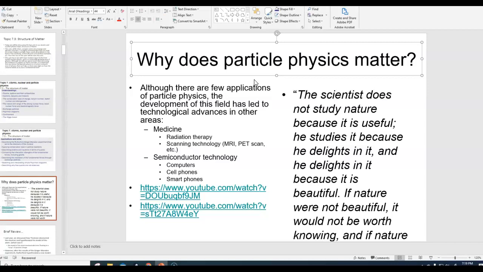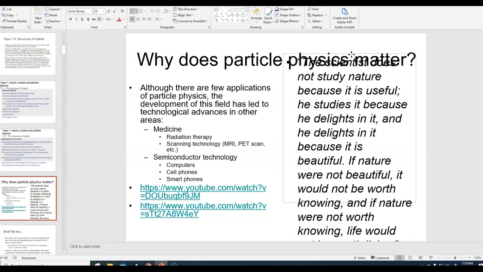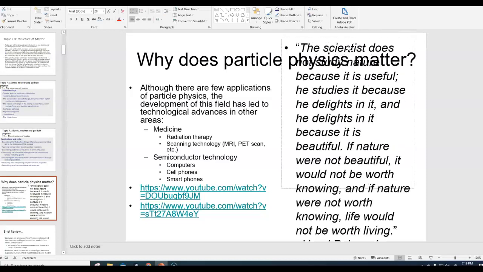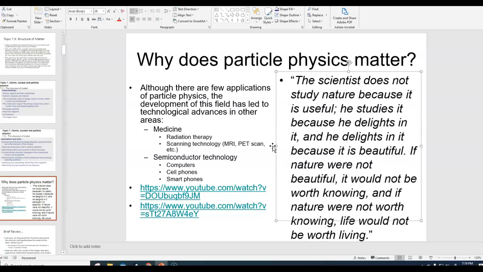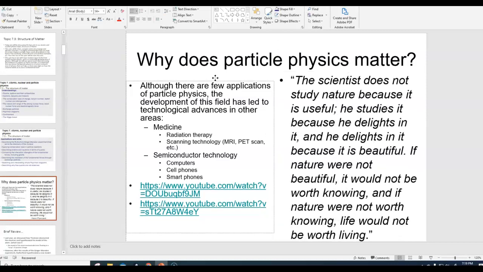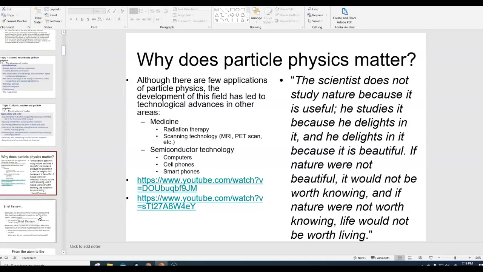Okay, and if that doesn't do it for you, I will also leave you with this quote. It says, "The scientist does not study nature because it is useful. He studies it because he delights in it, and he delights in it because it is beautiful. If nature were not beautiful, it would not be worth knowing, and if nature were not worth knowing, life would not be worth living." So in other words, in some respects, particle physics is worth studying just because it deepens our knowledge of the universe, and sometimes that is its own reward, even without any practical applications. So I'm going to link these two videos up. I would encourage you to check those out, and there's one more video I want you to see later on.